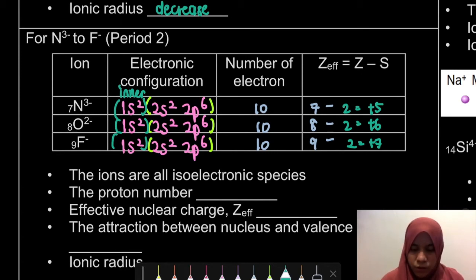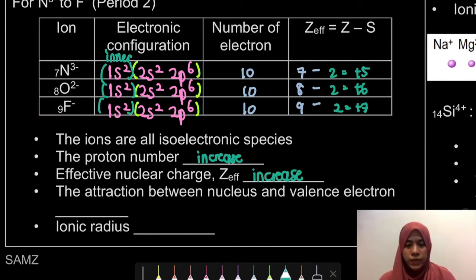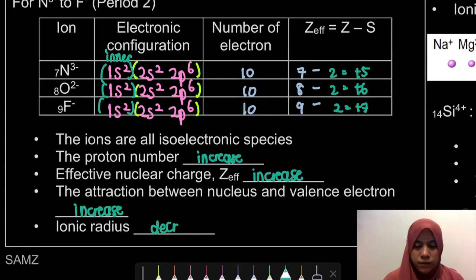Okay, between all the proton number, it also increases, starting from our nitrogen to our fluorine itself. So what happened here when we do the calculation, we can see that the effective nuclear charge increases. So what happened is that the attraction between nucleus and valence electron will also increase. Hence, the ionic radius decreases.